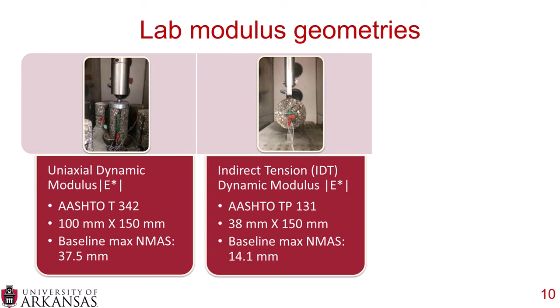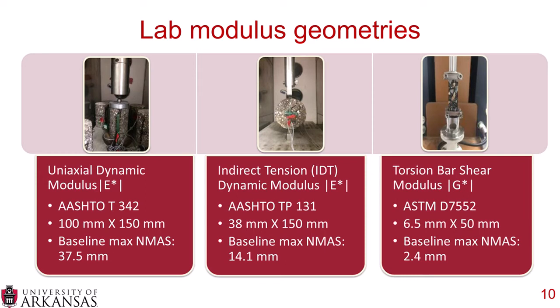For the indirect tensile dynamic modulus, or the IDT dynamic modulus, this follows what is now AASHTO TP131. This is a provisional standard, so if you're watching this, it may actually be AASHTO T131 now. The P may have been dropped. But these sample sizes are 38 millimeters thick by 150 millimeters in diameter. And the baseline maximum nominal aggregate size for an IDT configuration is 14.1.